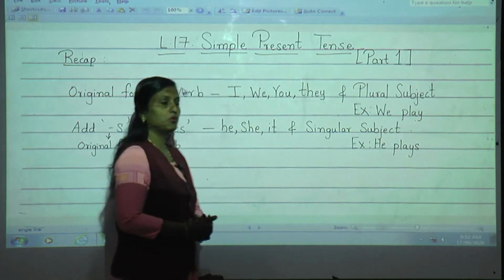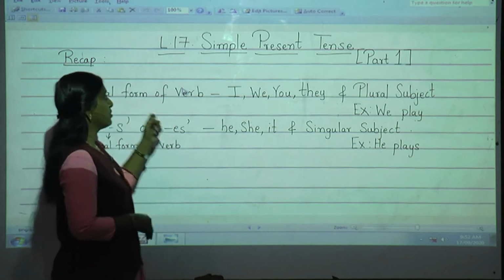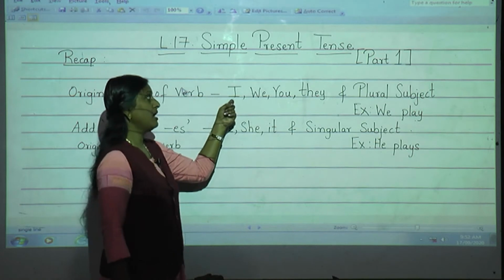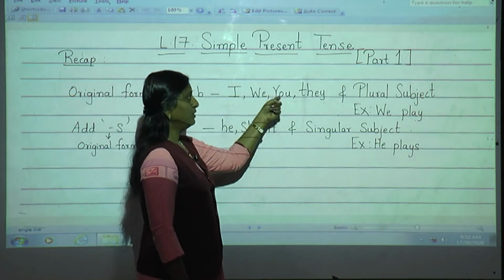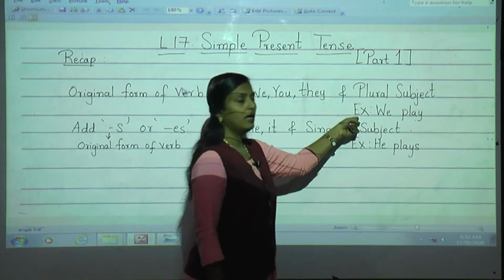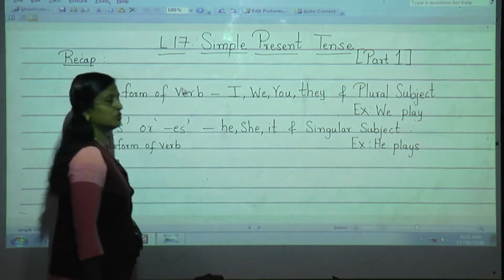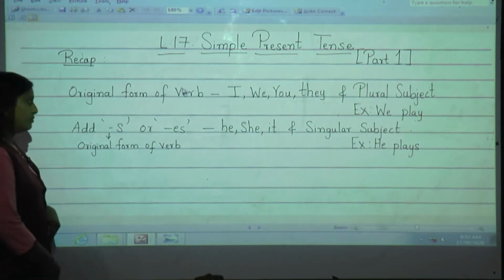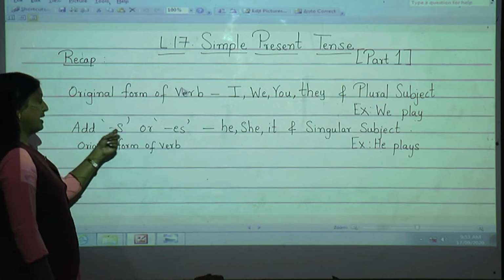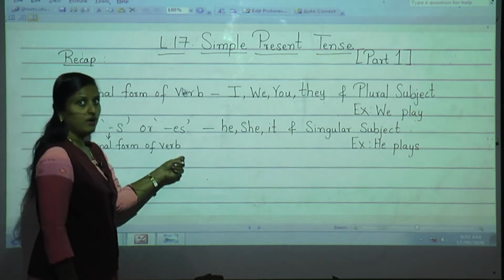So how are we going to use that? Again I will repeat, in simple present tense there is the original form of the verb along with the subject I, we, you, they and plural subject. Here I have given one example, that is we play. Understood, students, till here? And one more thing I told you to remember: we have to add s or es to the original form of verb.